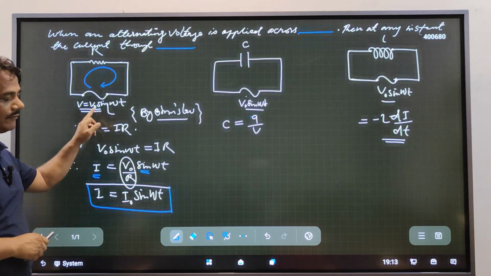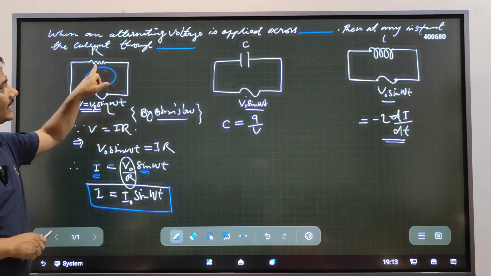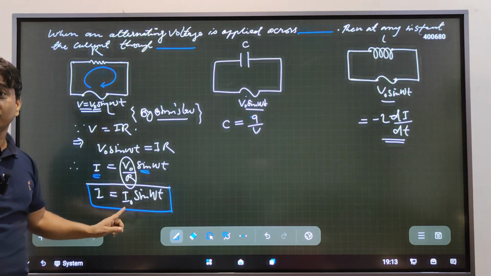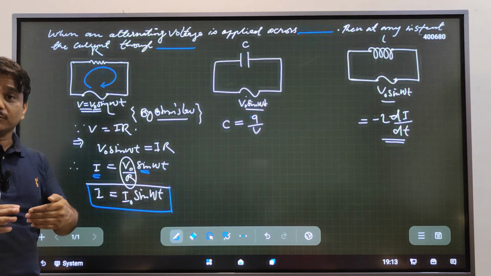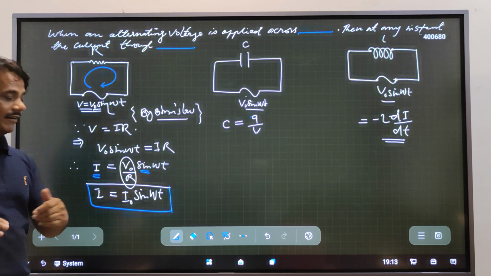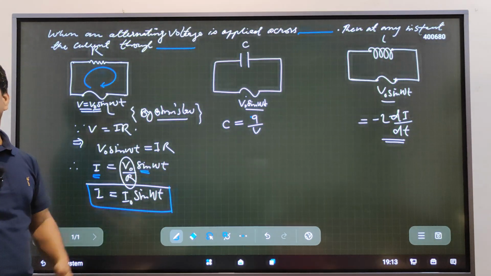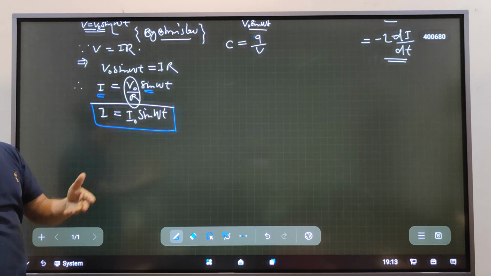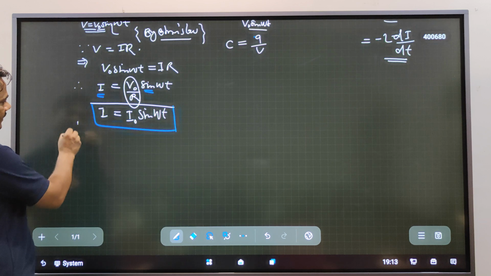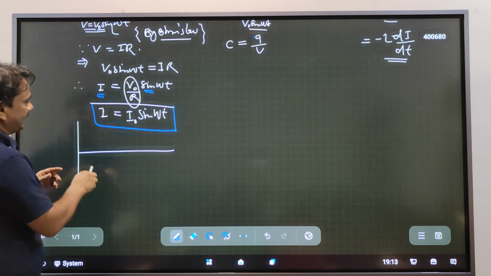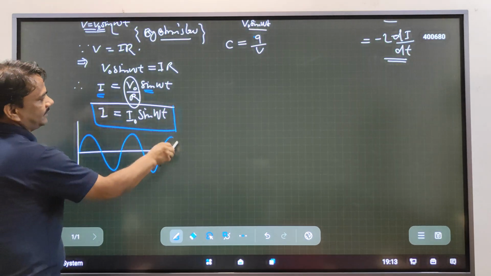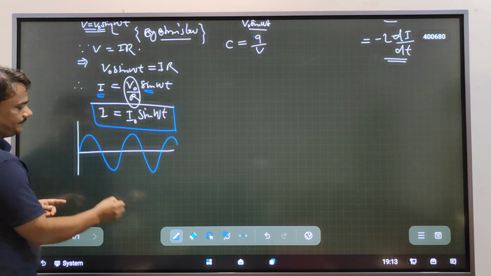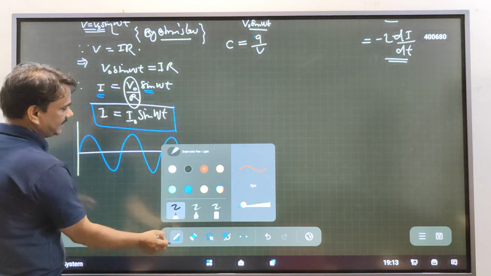So when alternating voltage is applied across a resistor, at the same time current starts to flow through it as a sine function. The current can be represented by the sine function. How does it happen between current and voltage? Simply, when you apply the alternating potential difference, at the same time current flows.